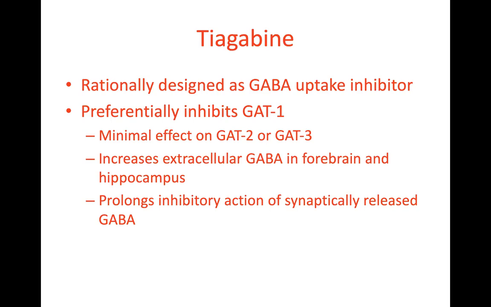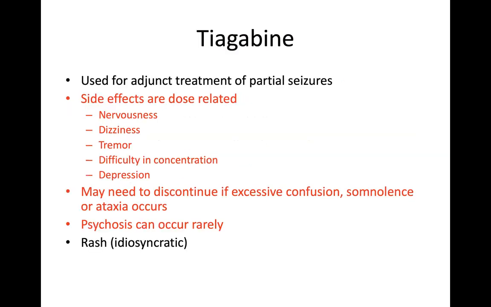So the net effect is an increase in extracellular GABA, specifically in the forebrain and the hippocampus, where we see a lot of these seizures occur. And by blocking that, it prevents the released GABA from being taken back up, so we have a prolongation of GABA. We see increased levels, and they stay elevated for a longer period of time. This one is used typically with some other drugs as an adjunct.